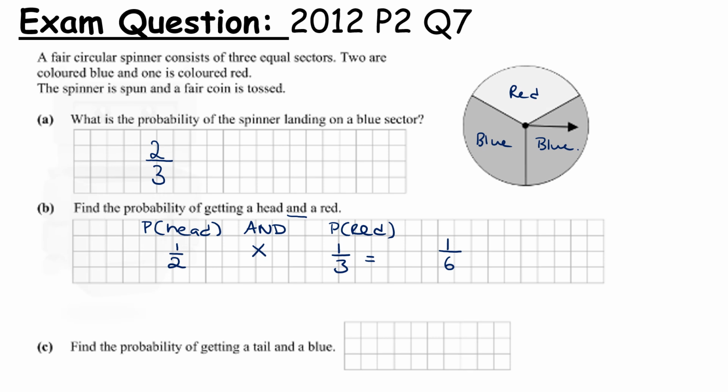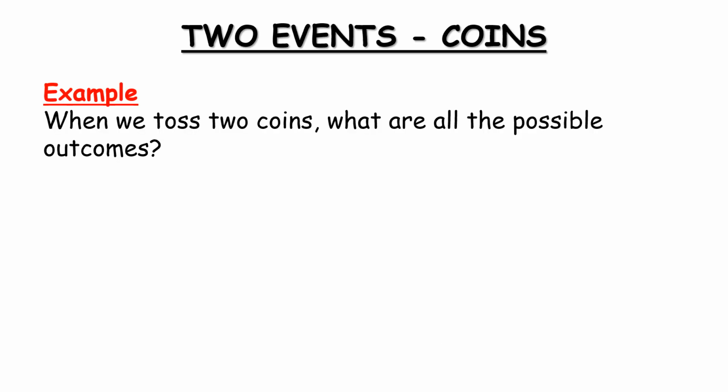So find the probability of getting a tail and blue. The probability of getting a tail is 1 in 2, and the probability of getting blue, so that's multiply 2 over 3. Multiply across the top, across the bottom, we get 2 over 6, which can be simplified to 1 over 3. So now let's explore 2 events in a little bit more detail.